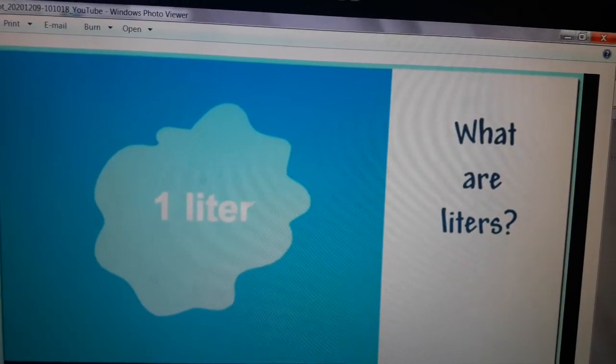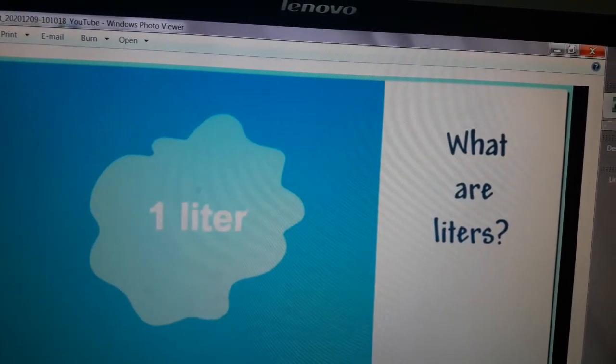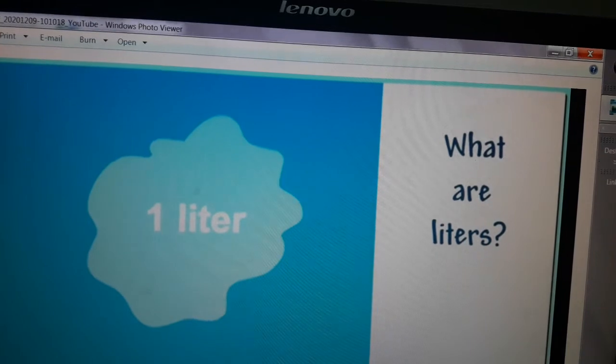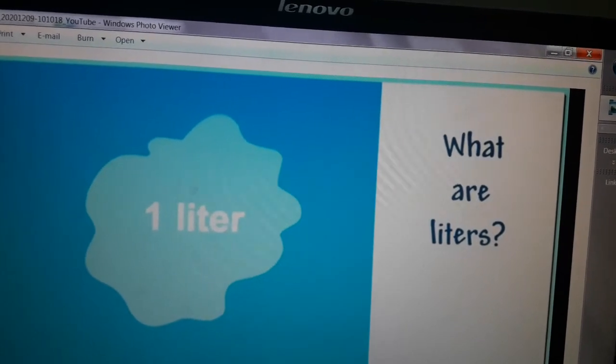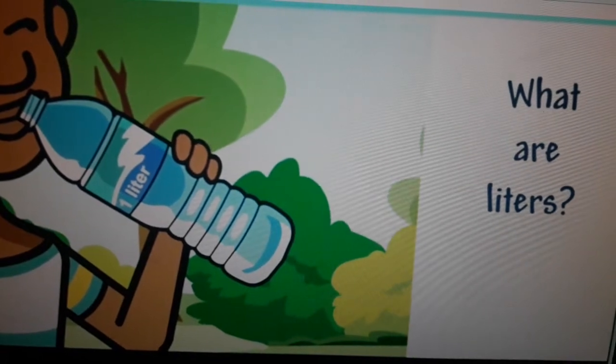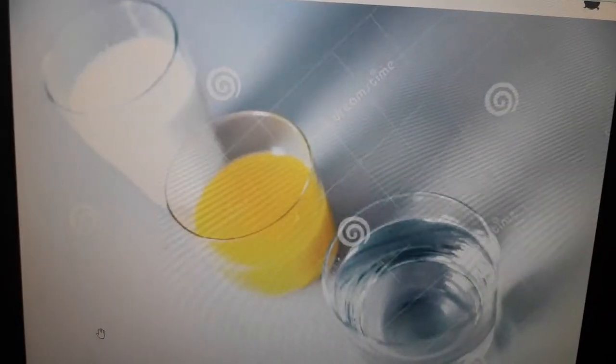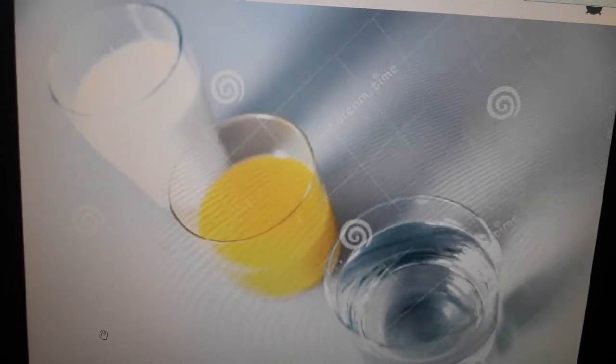Students, do you know that 1 drop of water makes up about 1 milliliter? So that means about 1000 drops of water make up 1 liter. Students, this bottle holds 1 liter of water. The standard units of volume are liter and milliliter.